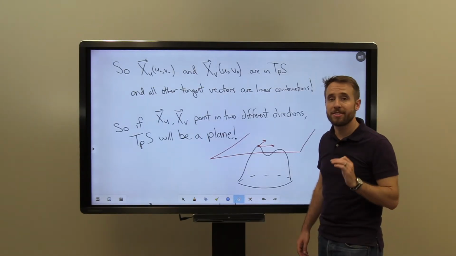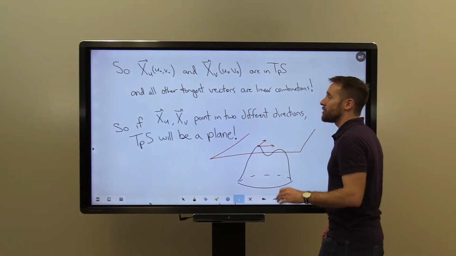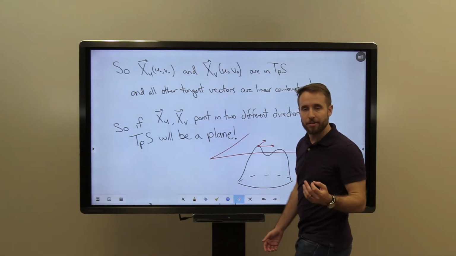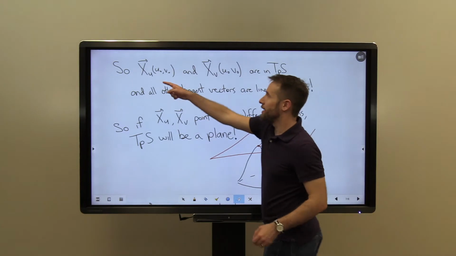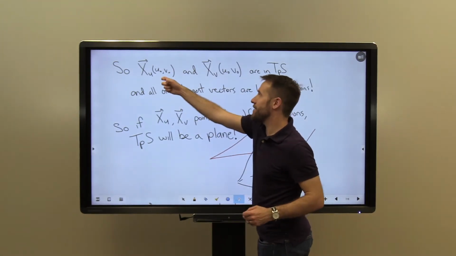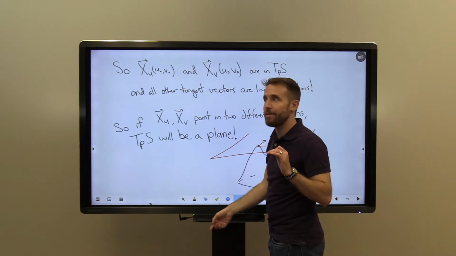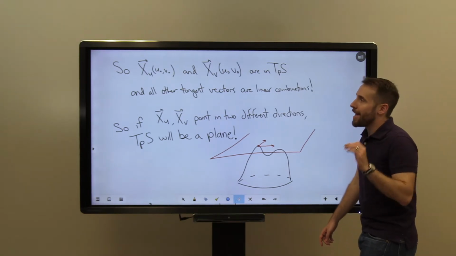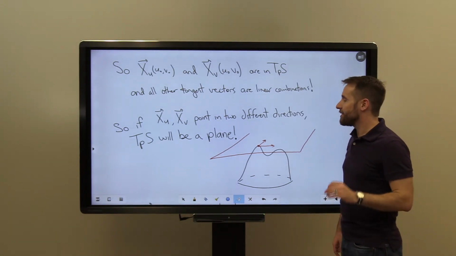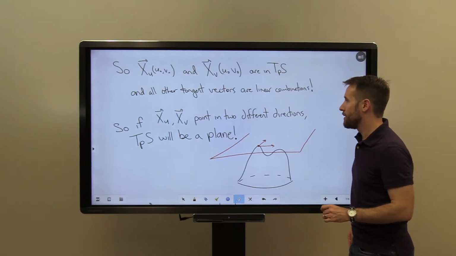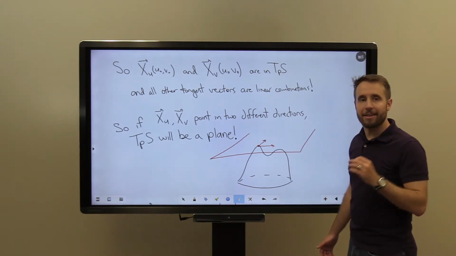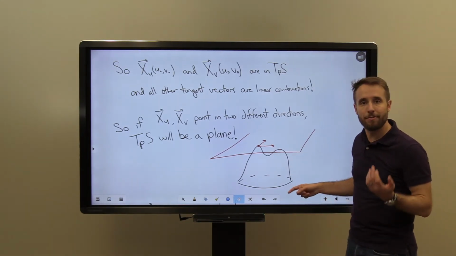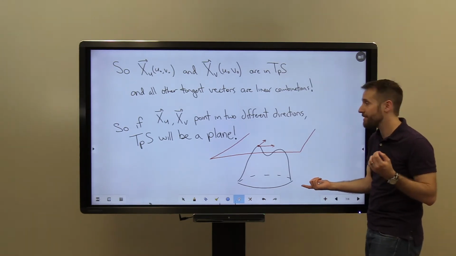All right, so what we've just seen is summarized here on this slide, right? In particular, we've seen that two of our tangent vectors come from our coordinate curves, and those are equal to our partial derivatives. So this is x sub u and x sub v, our two partial derivatives of x. Those are in our tangent space, and furthermore, every other tangent vector can be written as a linear combination of these two. So what that means is that every other tangent vector lies in the plane that is spanned by these two vectors. And here I have the same picture we had on the previous slide, right?